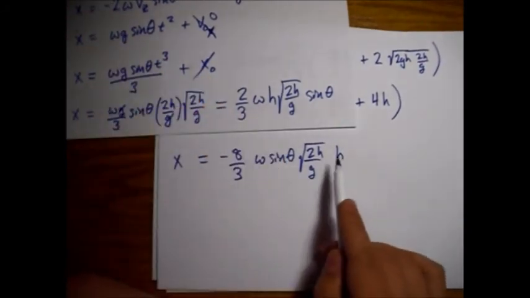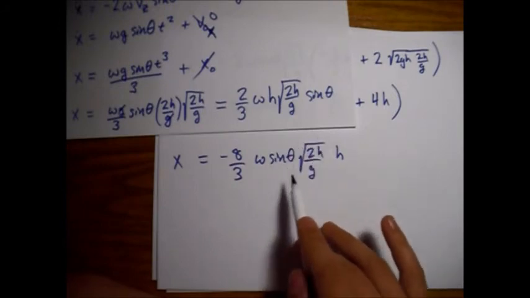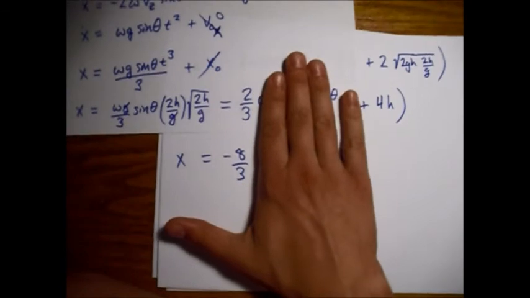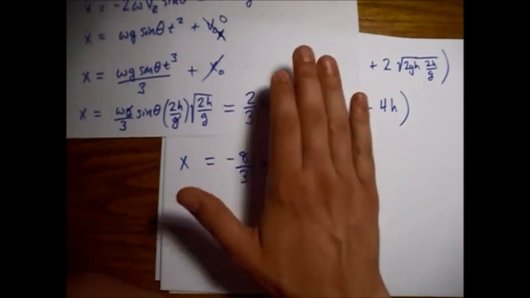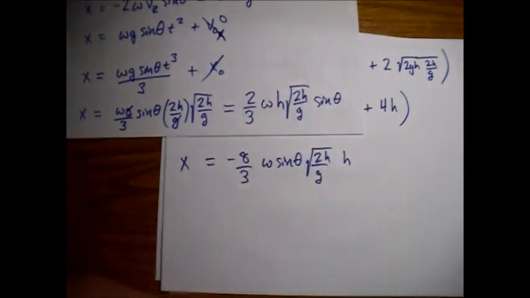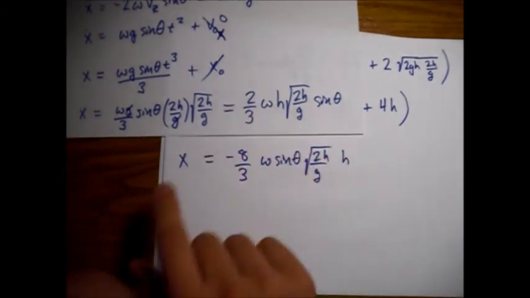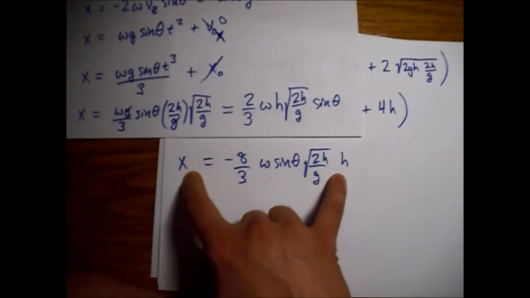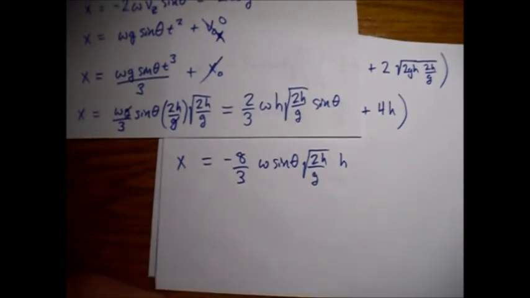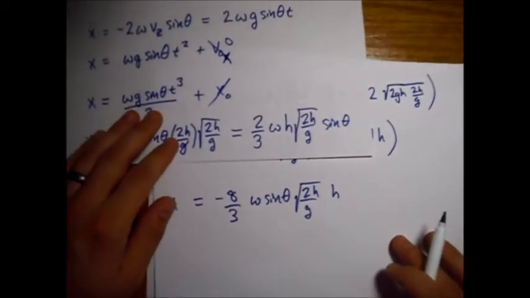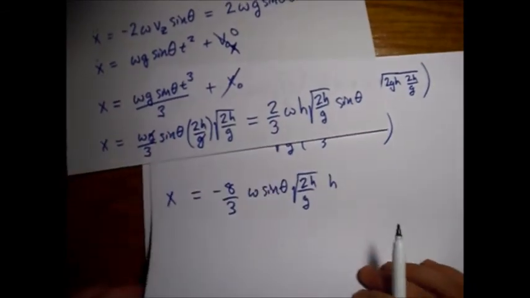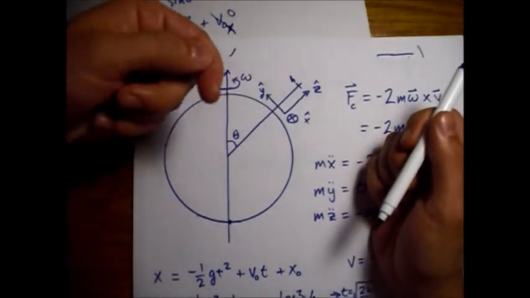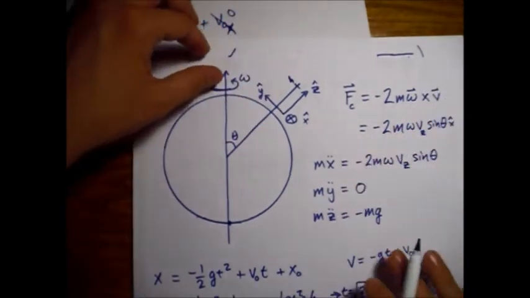So we have the omega, we have the h, we have the sine, we have this factor of 2h over g under a square root, and the big story here is this extra. So we have a minus 8 over 3 rather than 2 over 3. So this one is actually 4 times as large, and it is in the westward direction. So it's coming out at us this way.